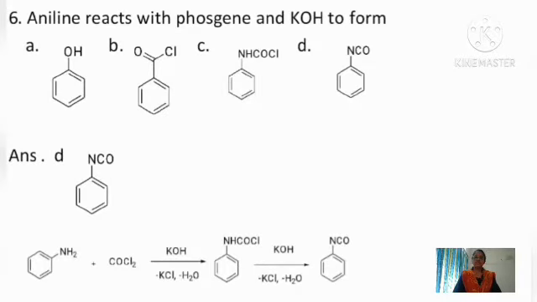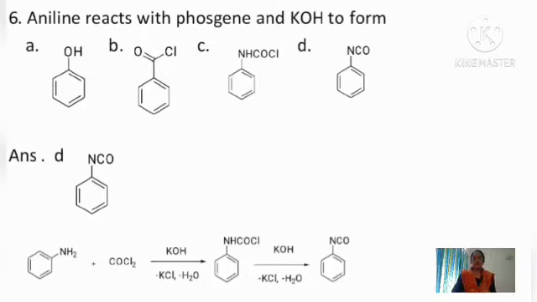So coming to the sixth question, aniline reacts with phosgene and potassium hydroxide to form: first option is phenol, second option is benzoyl chloride, option C is phenyl carbamic chloride, that is a benzene ring with NHCOCl, and option D is phenyl isocyanate, that is NCO. So in this case, when aniline is treated with chloroform and potassium hydroxide, the main product will be an isocyanide. That reaction is called the carbylamine reaction. But here instead of chloroform, the reagent is phosgene, that is carbonyl chloride, COCl2.